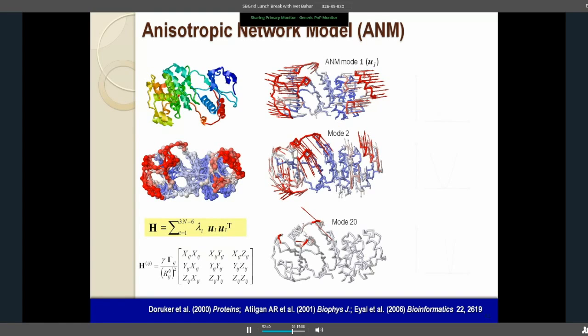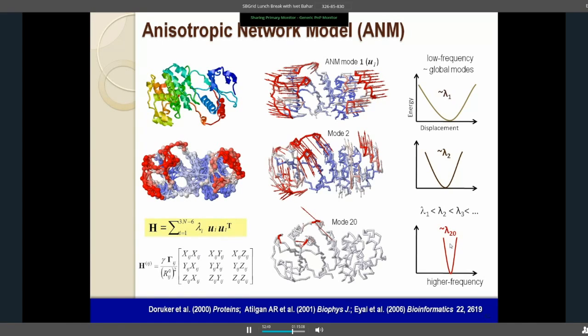Schematically, the corresponding energy cost for mode 1 is a relatively smooth surface. In the case of higher modes, it's very steep.